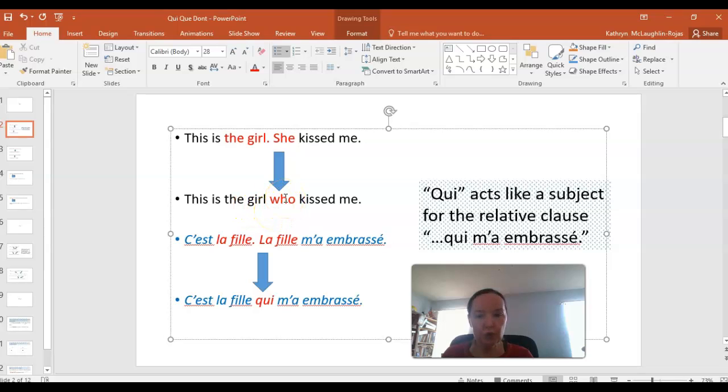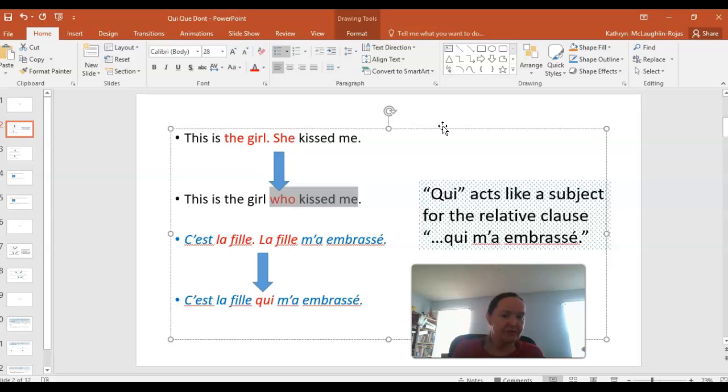So what is who doing here? The purpose of this who is to join these two sentences together to make the sentence a little more interesting, a smoother structure, and to avoid repetition. And what this thing is called, who kissed me, is a relative clause. Sometimes when you see a term like relative clause in a grammar book, it sounds a little scary. It's like, oh my God, relative clause, what is that? A clause is really nothing more than a subject and a verb put together.